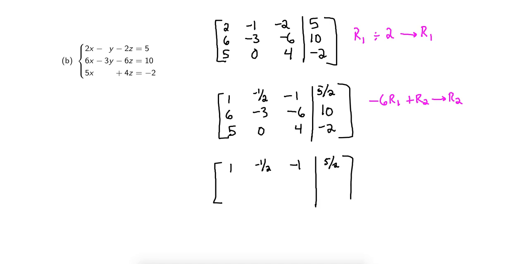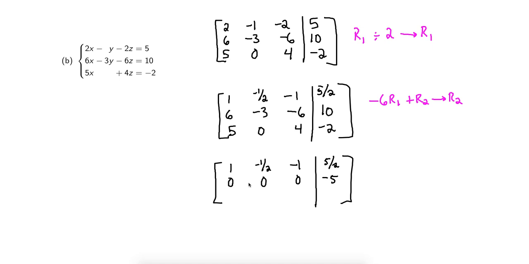Fractions are very common. Negative 6 times 1 is negative 6. Negative 6 plus 6 is 0. Negative 6 times negative 1/2 is positive 3. Positive 3 minus 3 is 0. Negative 6 times negative 1 is positive 6. Positive 6 minus 6 is 0. And negative 6 times 5 halves is negative 15. Negative 15 plus 10 is negative 5.